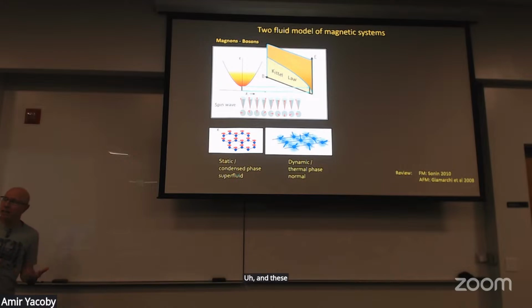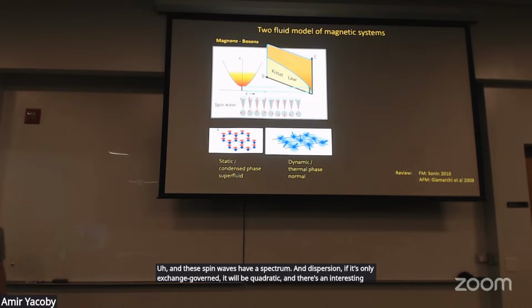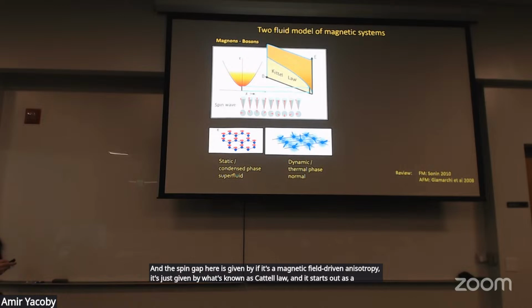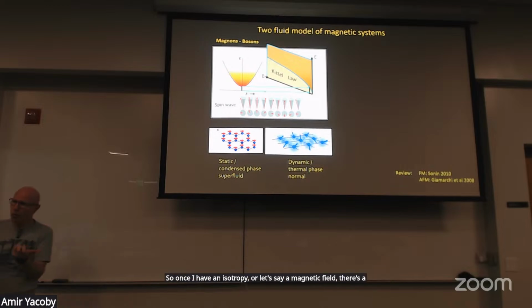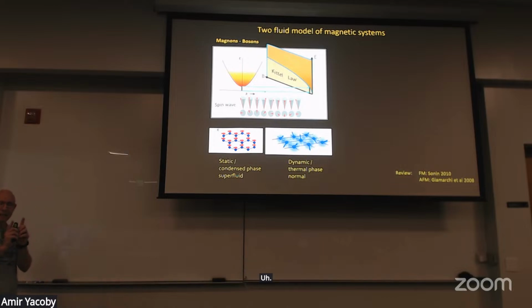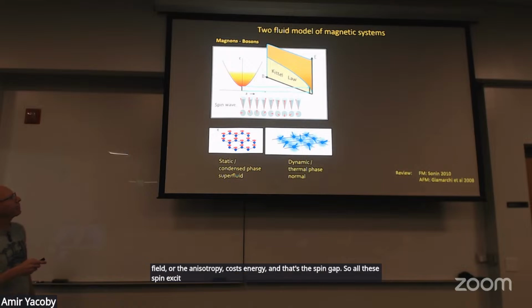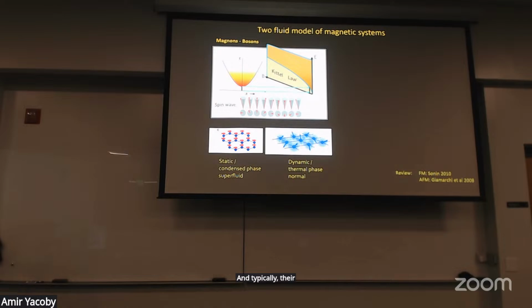And these spin waves have a spectrum, a dispersion. If it's only exchange-governed, it will be quadratic. And there's an interesting spin gap in the system that's given by the anisotropy. If it's a magnetic field-driven anisotropy, the gap is given by what's known as Kittel's law, and it starts out as a square root in magnetic field. I want to point out that these spin excitations can live only above the spin gap. Once I have an anisotropy, or let's say a magnetic field, there's a minimum energy associated with creating an excitation. You can easily see that tilting the spins away from the applied magnetic field, or the anisotropy, costs energy, and that's the spin gap. So all these spin excitations live above the gap. And typically their frequency is going to be very high, in the gigahertz to many, many gigahertz or terahertz range.